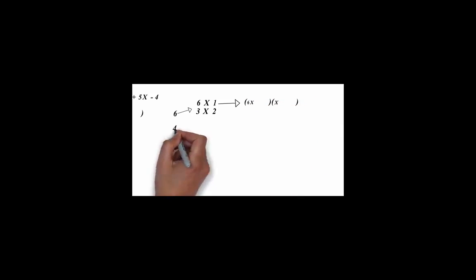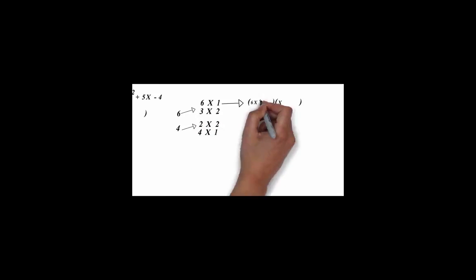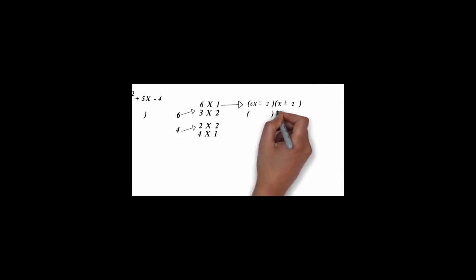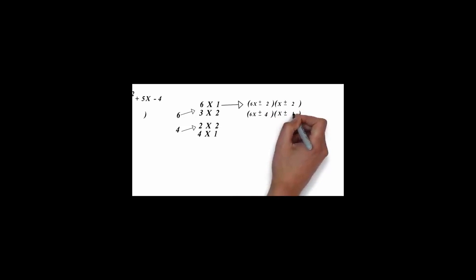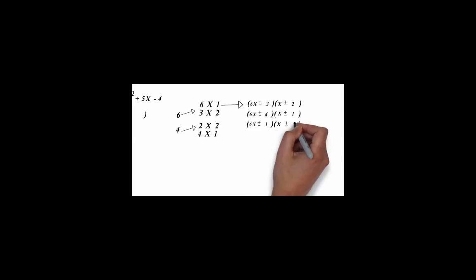Next we look at our third term, 4. We figure out the possible factors of 4, which are 2 times 2 and 4 times 1. Now we do trial and error. We go through each possible set of parentheses that can be made. So we have (6x ± 2)(x ± 2). And then we have (6x ± 4)(x ± 1). And then we have (6x ± 1)(x ± 4). We're putting plus and minus in here because we don't know yet what our final signs are going to be with our parentheses, so we just put them in there as fillers.